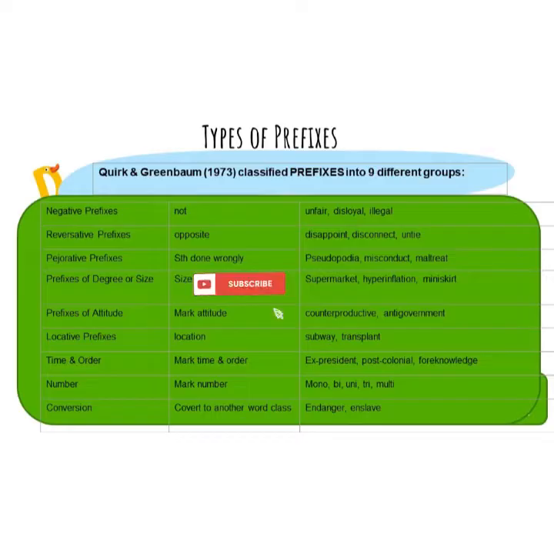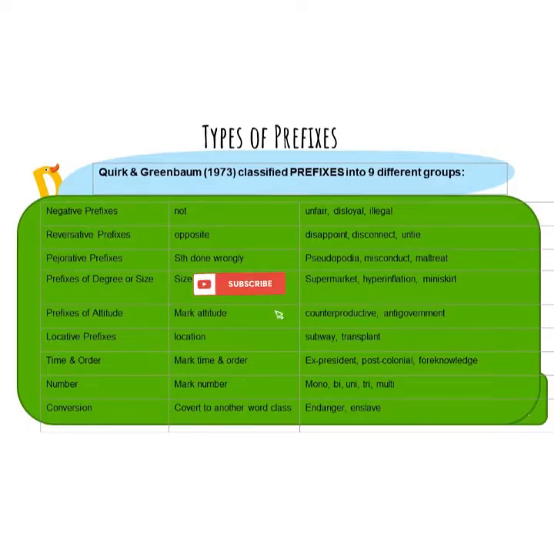3. Pejorative prefixes. Something done wrongly. Pseudo, misconduct, maltreat. These are examples. 4. Prefixes of degree or size. It talks about the size or the degree of something. For example, supermarket, super, big. Supermarket. Hyperinflation, hyper, a high rate of inflation. Miniskirt, mini, small.